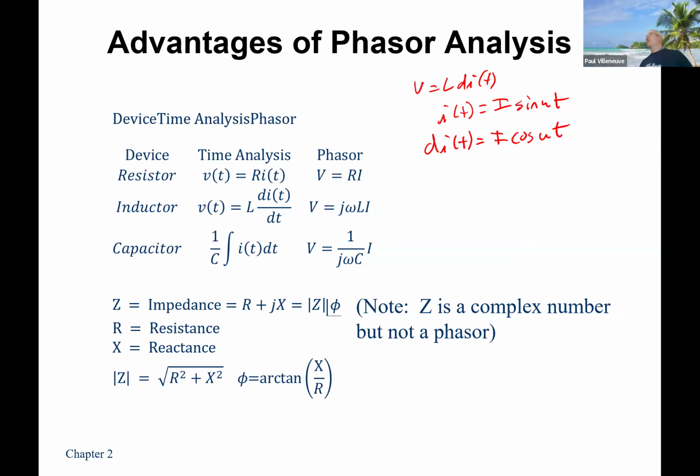Am I done with my derivatives? I've got to do the chain rule, which means I have to take the derivative of whatever I'm taking the sine of. What is the derivative of omega t with respect to time? Omega. But that is not in the sine wave, right? That is multiplying it out front. So di dt is omega I cosine of omega t. So V equals L times omega times I times the cosine of omega t. Uh-oh.